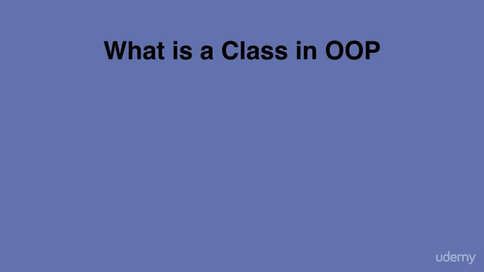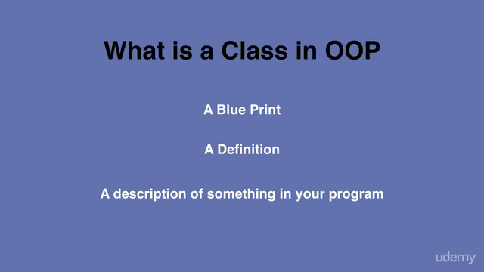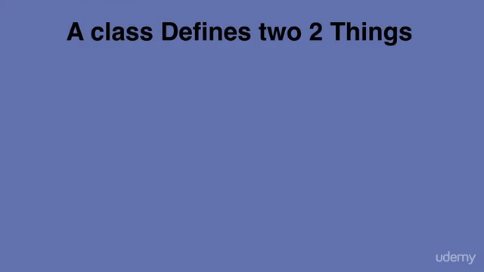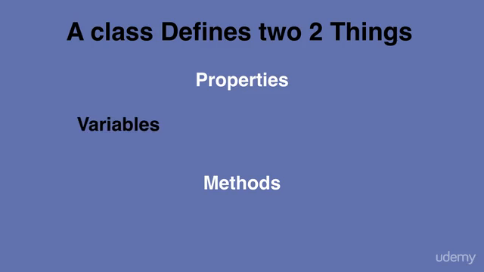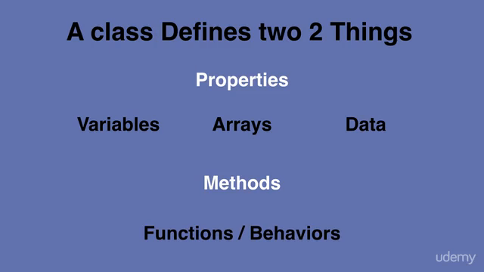Now, before we go any further, you need to understand a couple things. First is what is a class in OOP, and what is OOP? Well, OOP means object oriented programming, and a class is just a blueprint, a definition, or a description of something inside your program. Now, a class defines two things for this something. It defines the properties and it defines the methods. The properties could be variables, arrays, or any type of data. For the methods, we have functions that create behaviors for this thing that the class is describing.